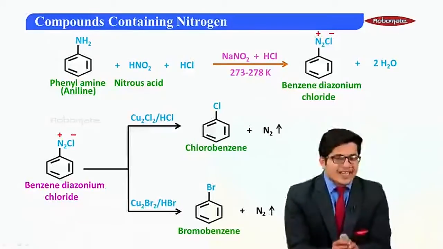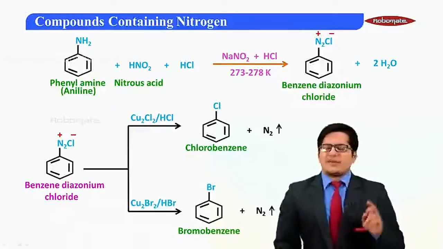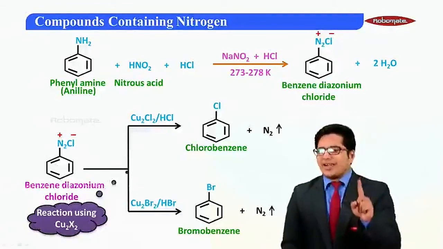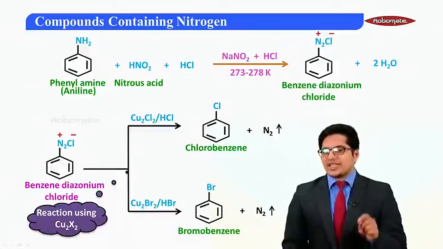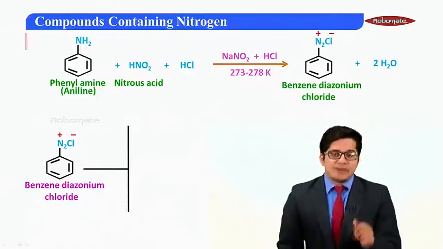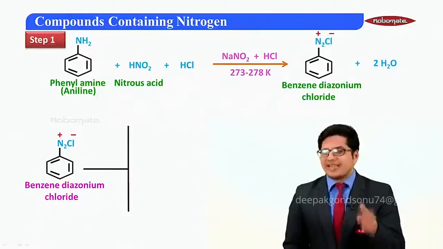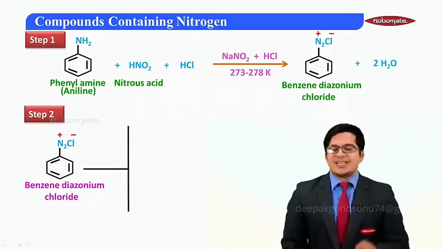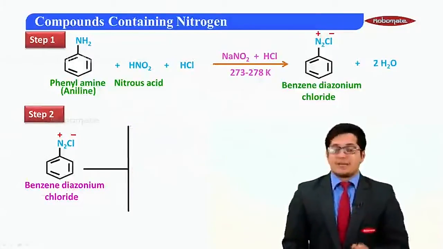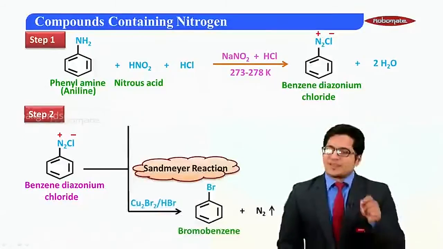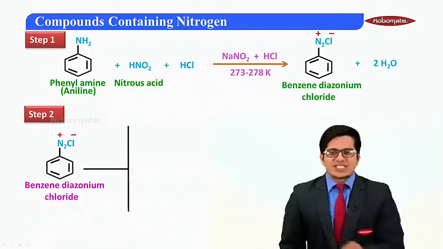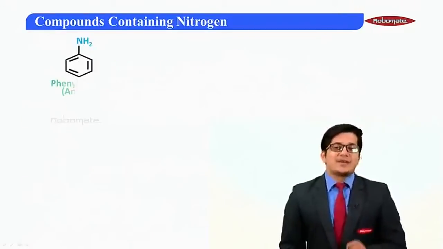So if an exam question states write about Sandmeyer reaction, then it would be a two-step process. Step 1, what is it? The next step is nothing but the step 1, preparation of benzene diazonium chloride. Second step is nothing but formation of either chlorobenzene or bromobenzene, but yes, in the presence of Cu2Cl2 or Cu2Br2.